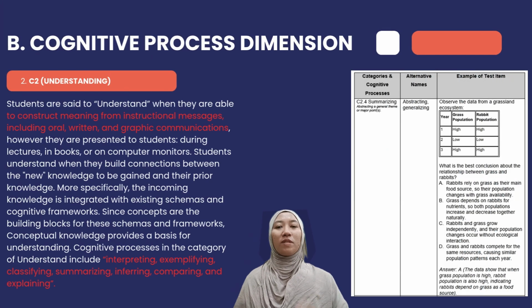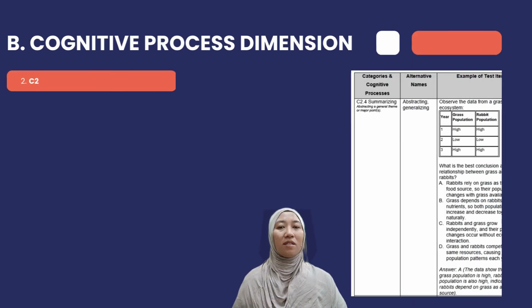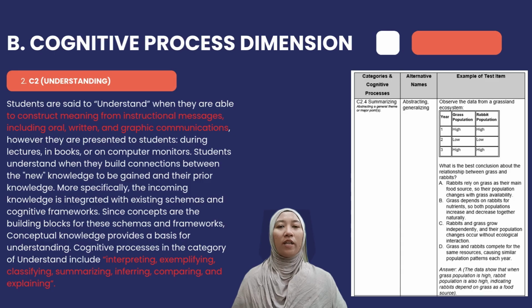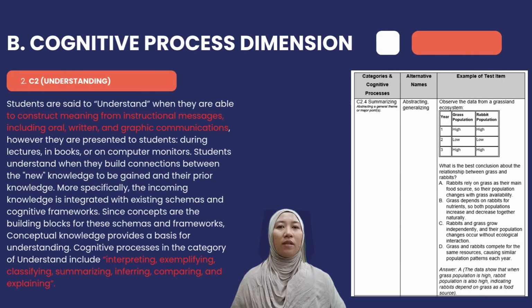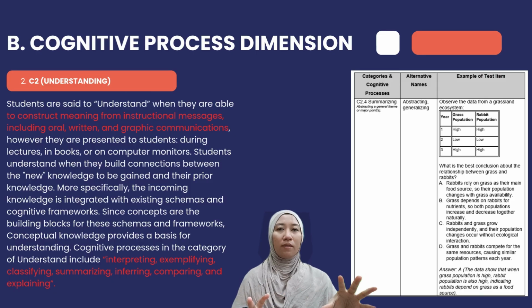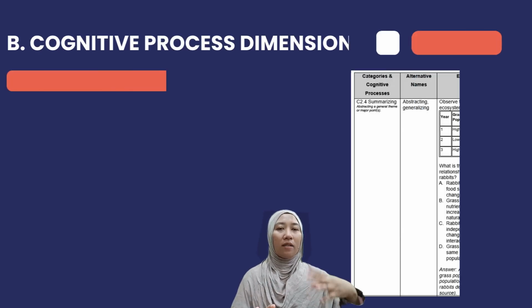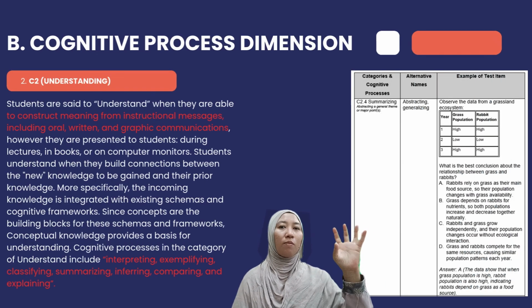Number 4 from C2, or understanding, is summarizing. What is summarizing? Summarizing is abstracting a general theme or major point. We can use other terms, such as abstracting or generalizing. This is an example of a test item. The teacher presents the information in a table, in the data, and then asks the student to find out the major point or major theme from this data.